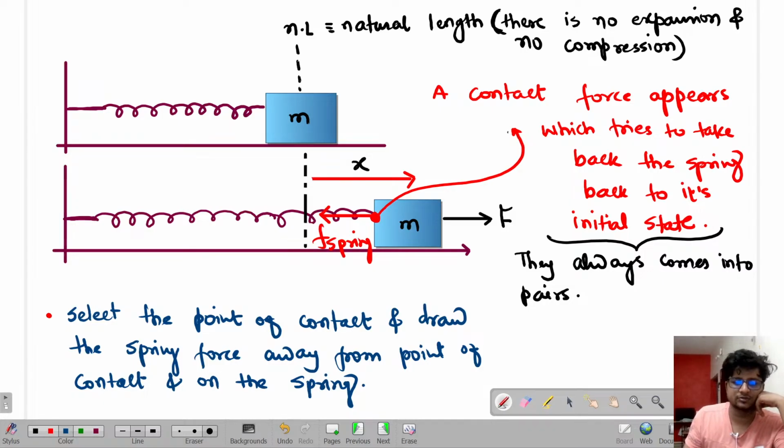Is that clear? Like let's suppose if you consider this point of contact, then spring force will be in which direction? This direction. Is that clear or not? Why? Because it is away from the point of contact and towards where? Towards the spring. Say something, yes or no? Are you able to get me or not? Then the question arises, sir, what is this spring force?